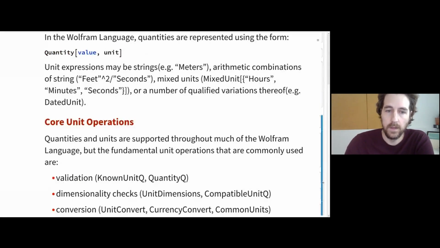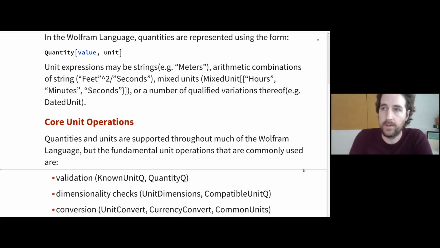So the quantity framework is supported throughout a lot of the Wolfram language. We're always expanding areas that it interfaces with, but the three fundamental operations that we need to do any sort of work with units are validation, which is checking the unit and the quantity part itself; dimensionality checks, which include things like looking at the physical dimension of a unit and also checking compatibility between different quantities and different units; and finally, conversion.